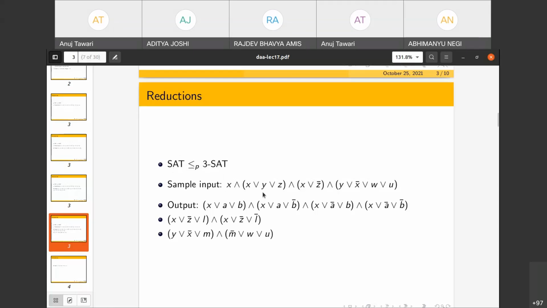So you are given some formula in conjunctive normal form. So this kind of representation where we are taking ands over ors of certain variables, this is called a conjunctive normal form. There is another thing called disjunctive normal form, but that we are not interested in. That is just or of ands of variables.